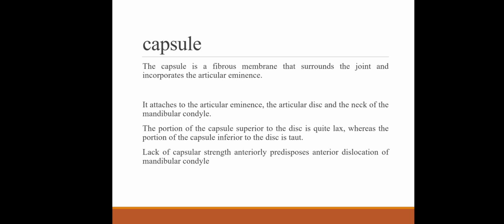The portion of the capsule superior to the disc is quite lax, whereas the portion of the capsule inferior to the disc is taut. The lack of capsule strength anteriorly allows pre-disc position and anterior dislocation of the mandibular condyle.